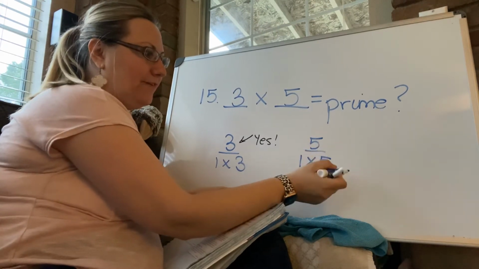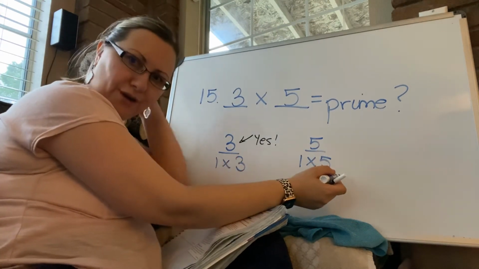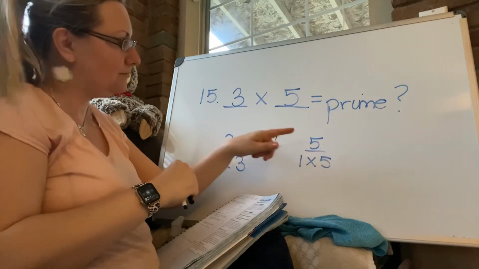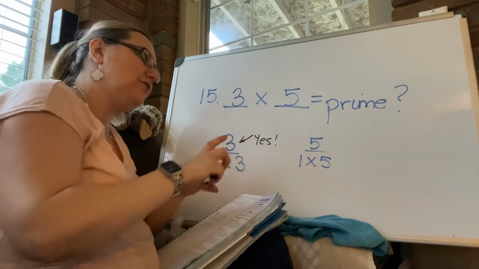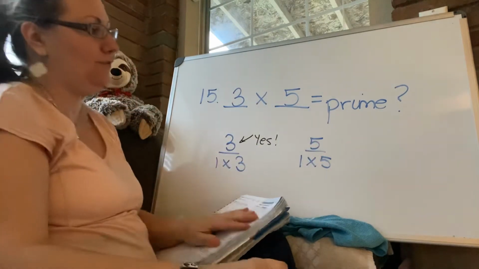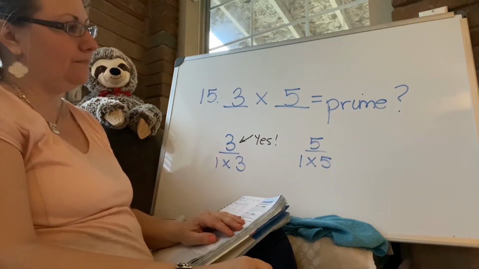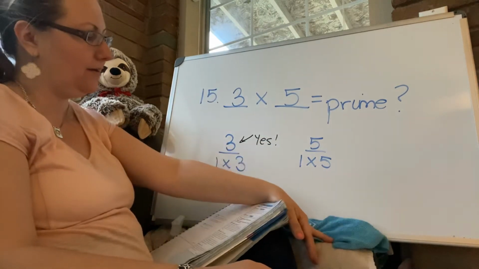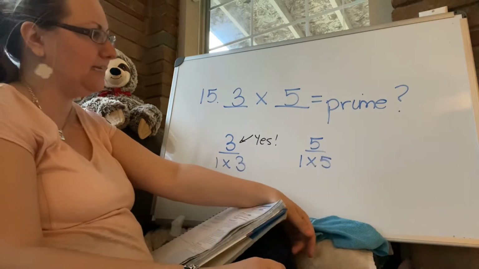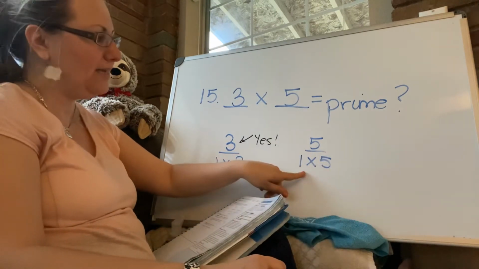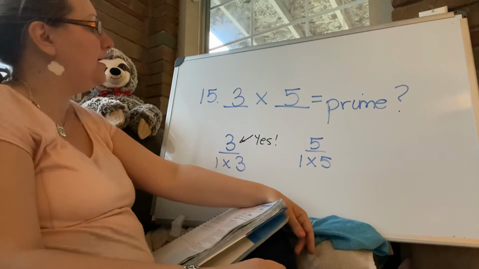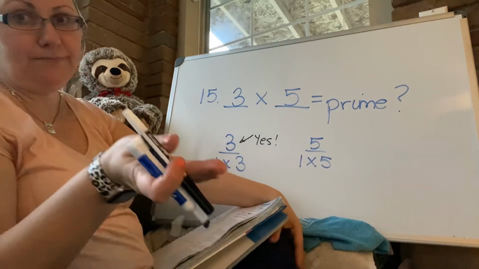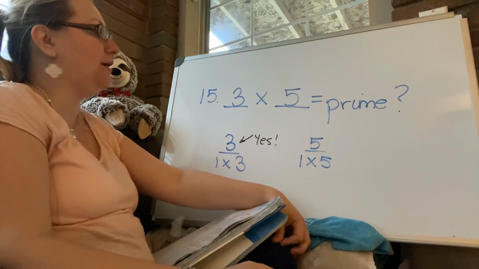1 times 5 is 5. There's no other 2 factors using 5 that will give you a 5 without having other multiples, like 5, 10, 15. So the only way to get 5 is 1 times 5. So we can see that that is a prime, not a composite number, which is the opposite of prime.